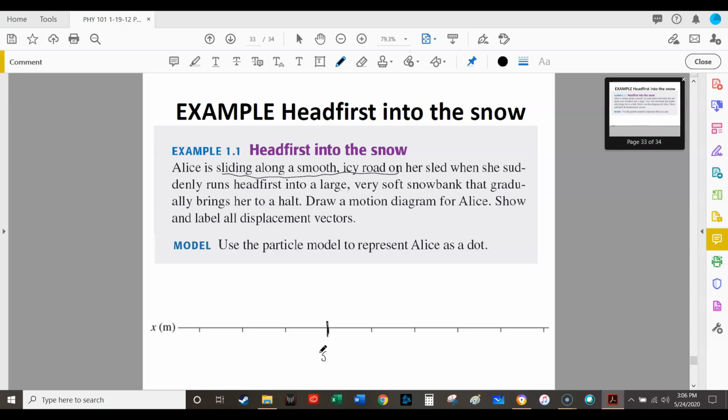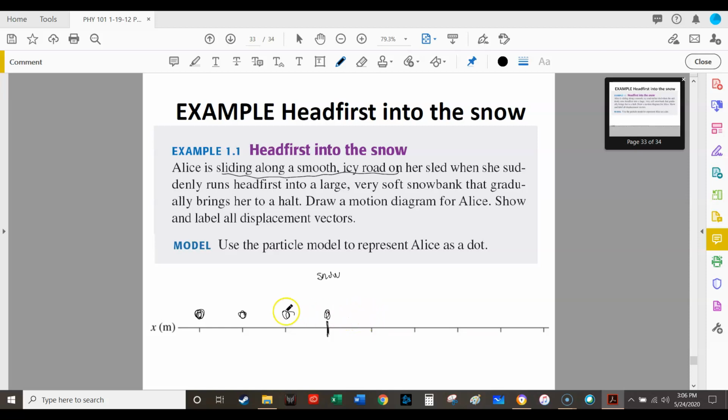And I will say this occurs where the snowbank is. I'm going to leave some room so I could draw this. So let's just say she's moving along here and she hits the snowbank. I'm making these equally spaced. So now she begins to slow down.